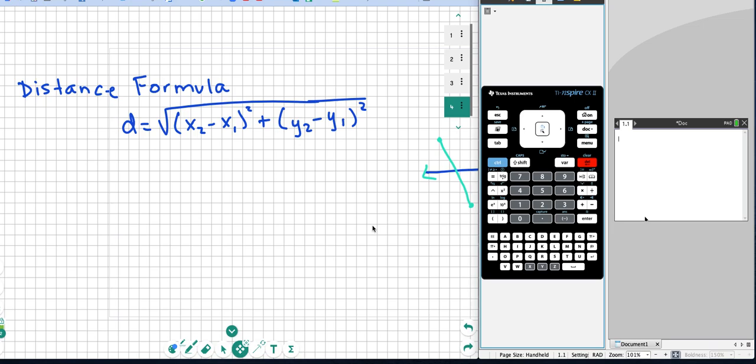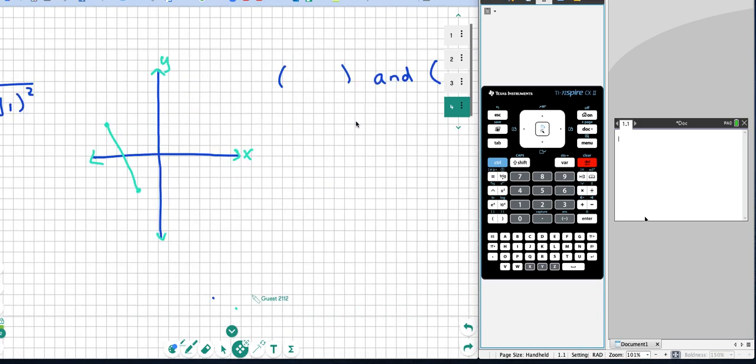All right, we're going to work with the distance formula. The distance formula is the square root of x sub 2 minus x sub 1 squared plus y sub 2 minus y sub 1 squared. So in order to use the distance formula, we're going to need two ordered pairs.